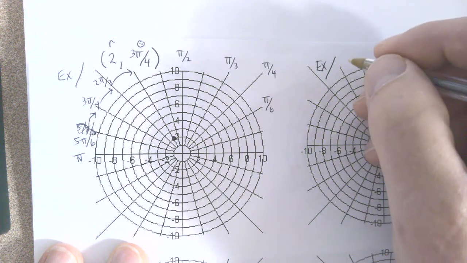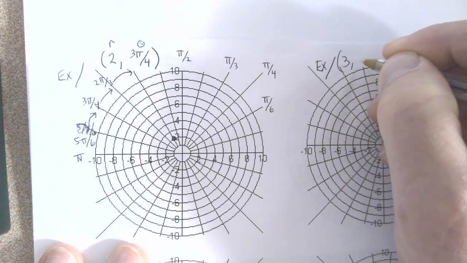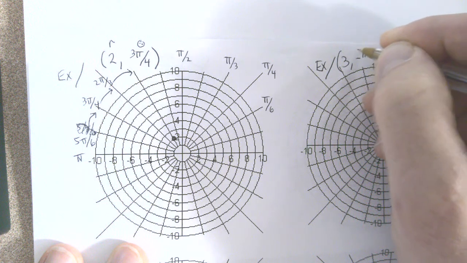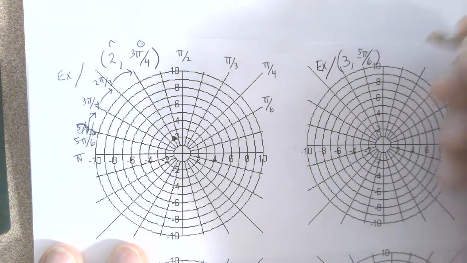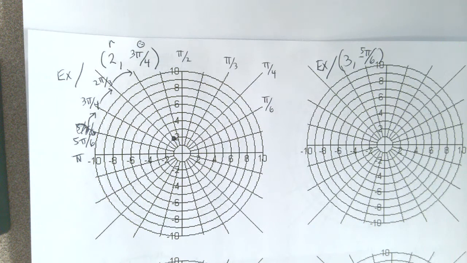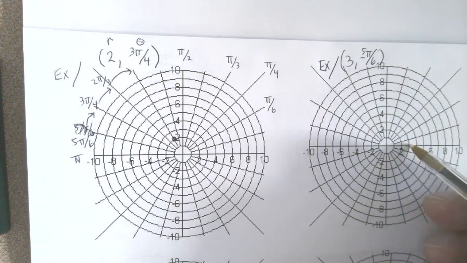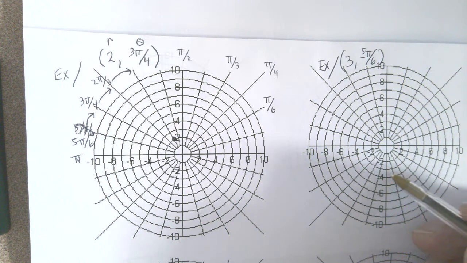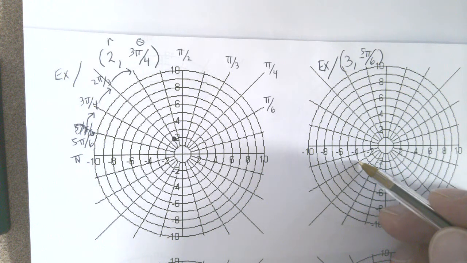Let's do another one here. How about the point 3, negative 5 pi sixths. Now, one of the things I'm going to show you is if you want to initially ignore the negative on the rotation, think about, if we go over 3, a negative 5 pi 6, we're going to go all the way around this direction.